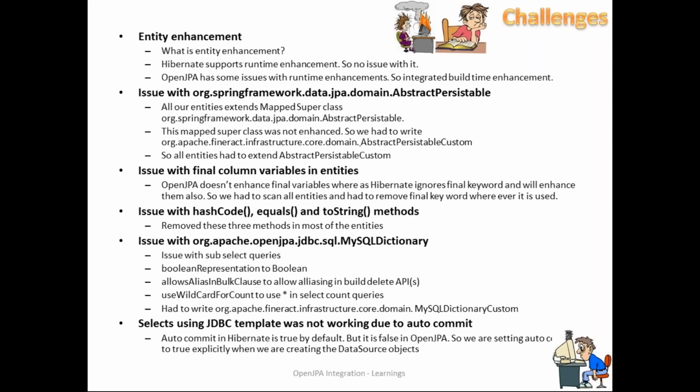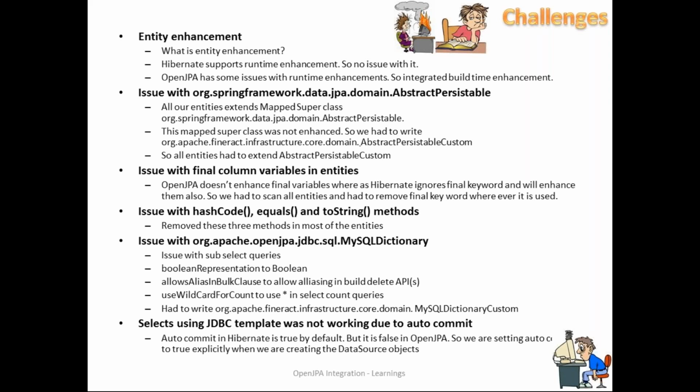Once this starts working, then everything starts from making your code compliant with OpenJPA. The second hurdle was all the entity objects. They were all extended from the base class, which is the Spring JPA based abstract persistable. The thing here is the Spring framework by default provides an enhanced class of this abstract persistable, and that is enhanced only with respect to Hibernate.